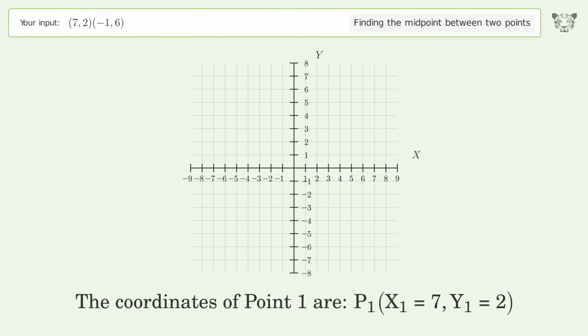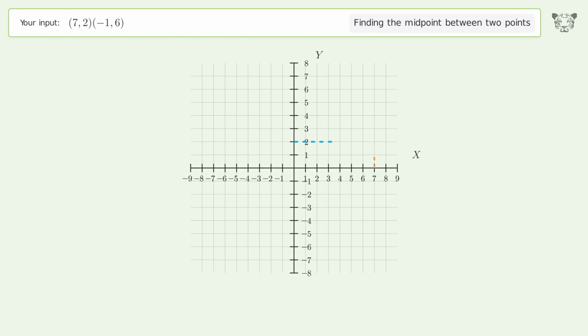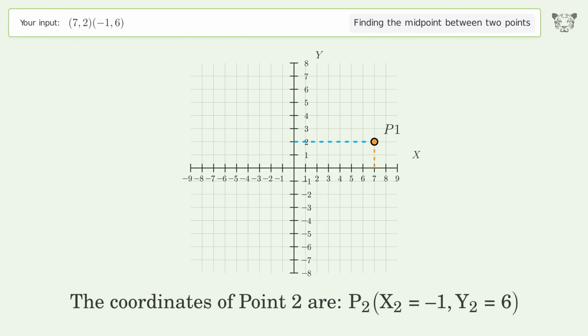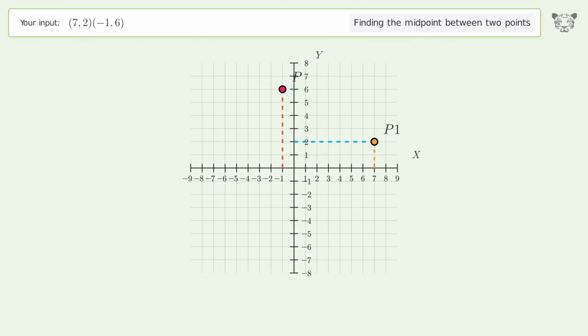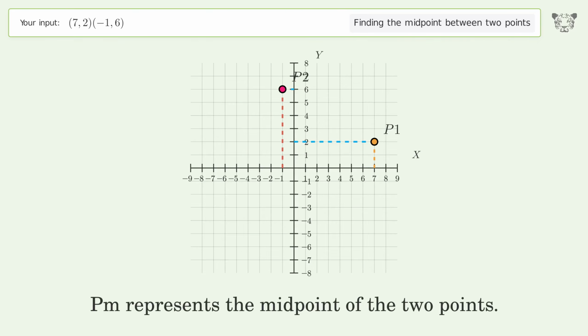The coordinates of point 1 are x1 equals 7, y1 equals 2. The coordinates of point 2 are x2 equals -1, y2 equals 6. PM represents the midpoint of the 2 points.